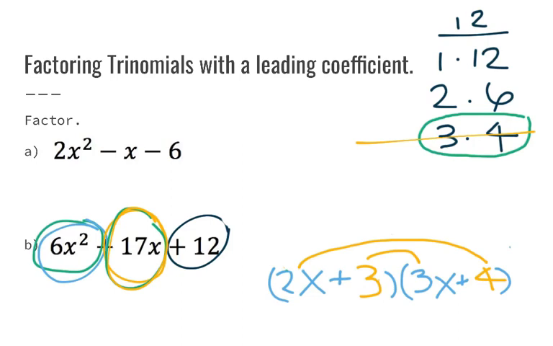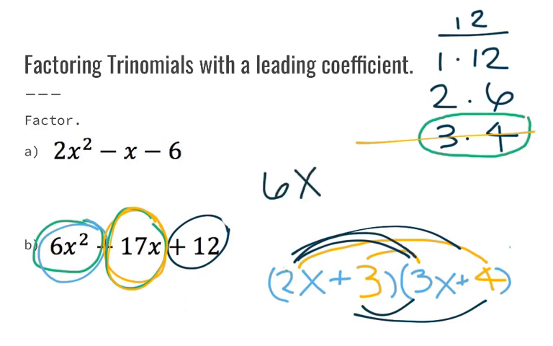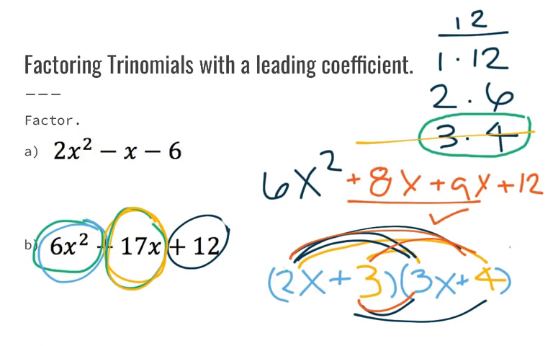But let's go ahead and write out, let's actually check all of the FOILing now. So the first one, 2x times 3x is 6x squared. 2x times 4 gives me 8x. 3 times 3x gives me 9x. And then 3 times 4, of course, gives me 12. And this looks great. When I add those together, I get 17x, which is exactly what the original problem was. And so I factored it.